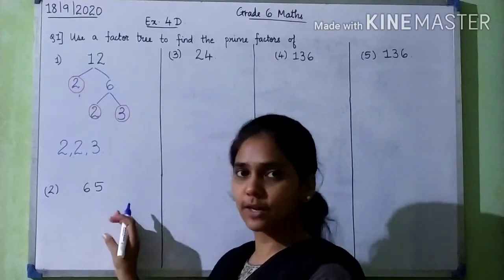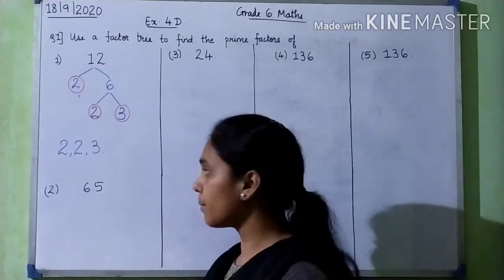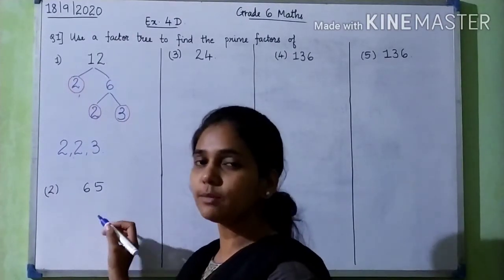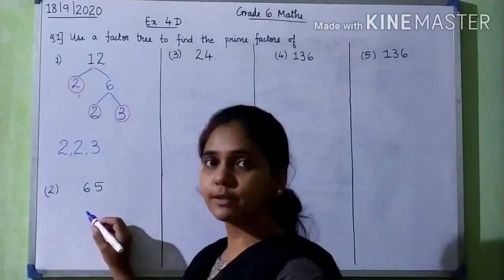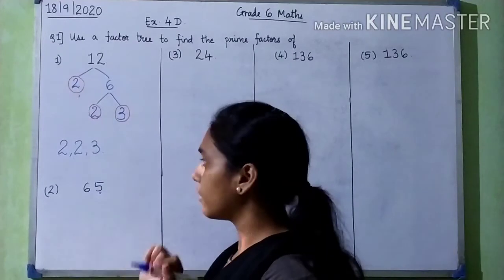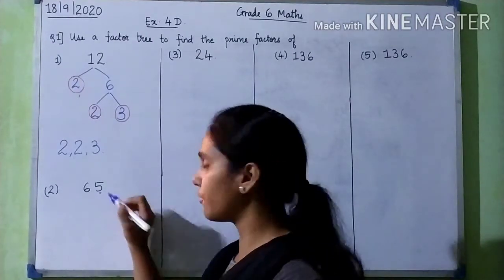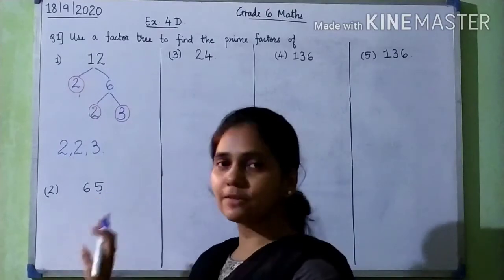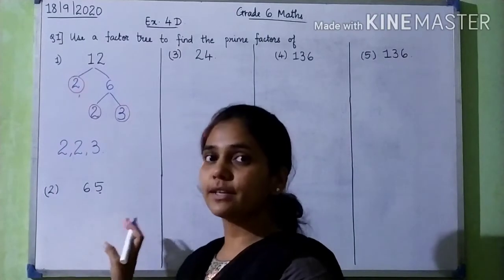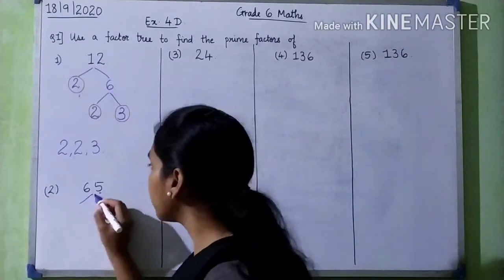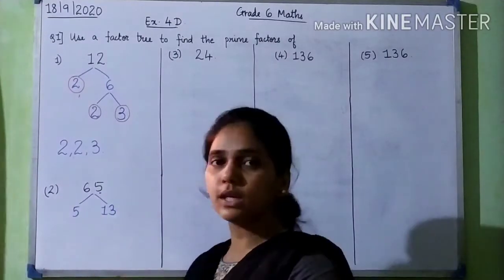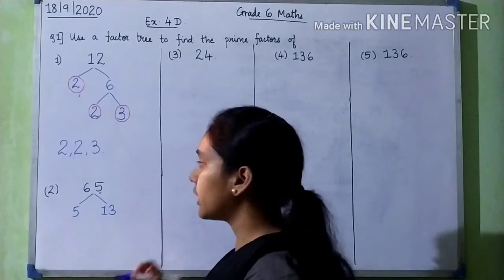The second number is 65. We start from the smallest number. Can 65 be divided by 2? No, it cannot, because the last digit is 5, an odd number. In short, 65 cannot be divided by 2, nor by 3 or 4. It can be divided by 5. So 5 into what gives me 65? 5 into 13 gives me 65.